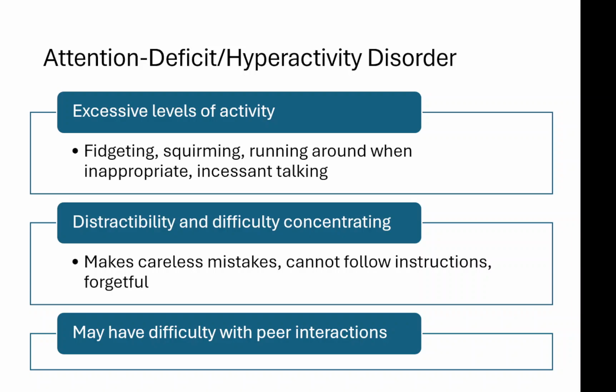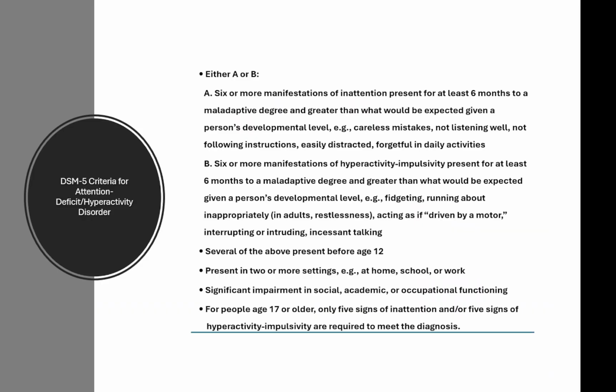So, children with ADHD often struggle with peer interactions, finding it challenging to engage appropriately in social situations. The DSM-5 criteria for ADHD are outlined here on this chart. If you'd like to, you can take a moment and pause the video to read through. But to meet the criteria, there must be A or B met with at least 6 months of manifestation of inattention or hyperactivity/impulsivity, present for a minimum of 6 months.